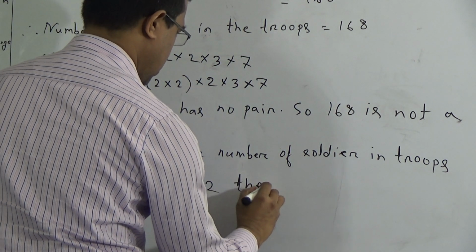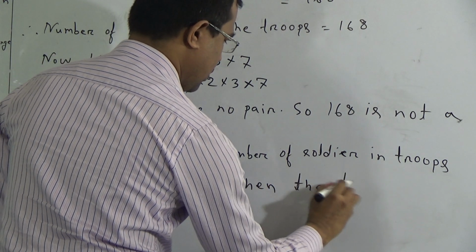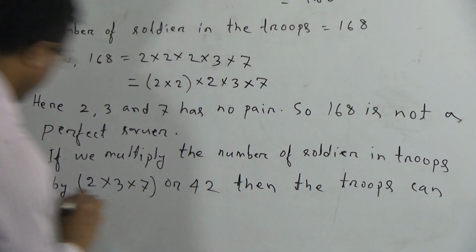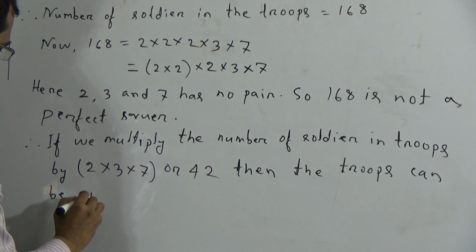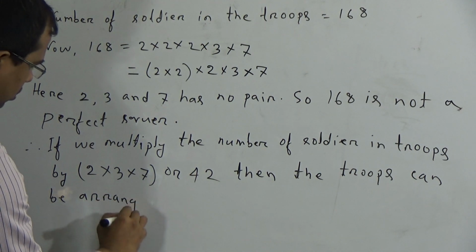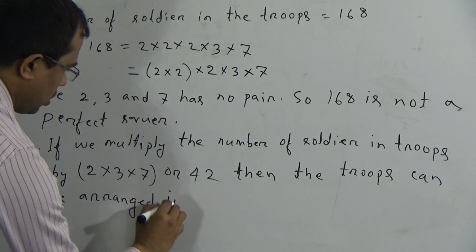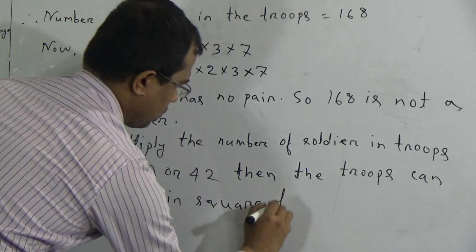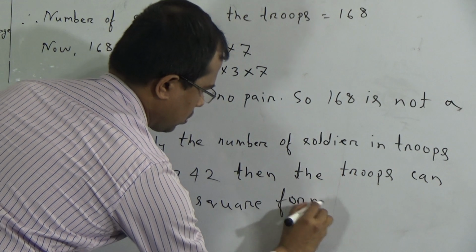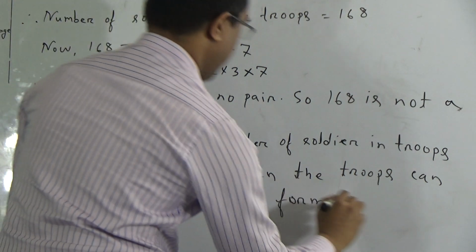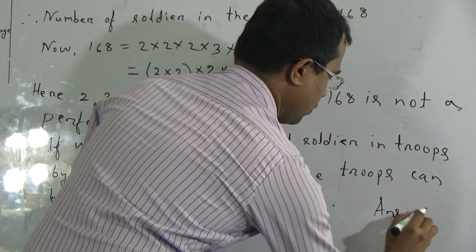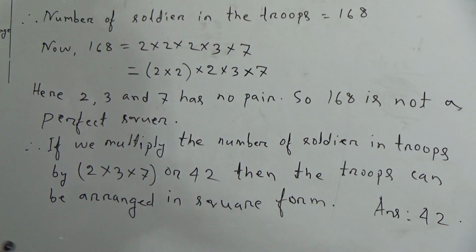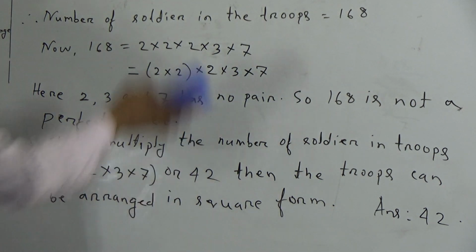Then the troops can be arranged in square form. So the answer will be 42. Okay, we have solved B number. Now we'll solve C number.